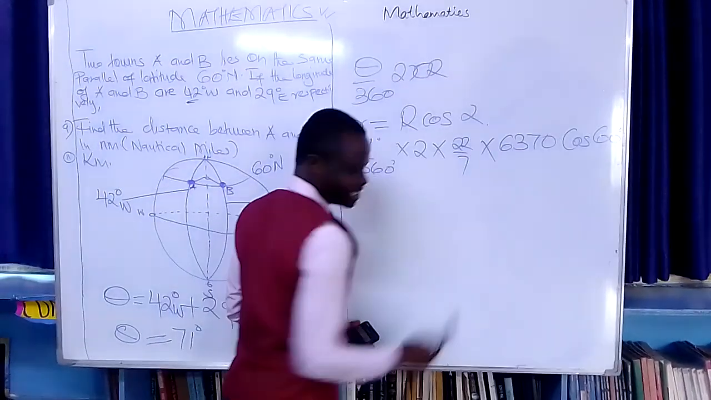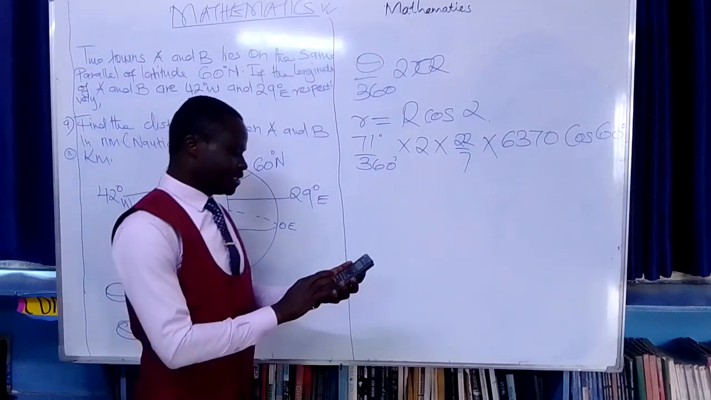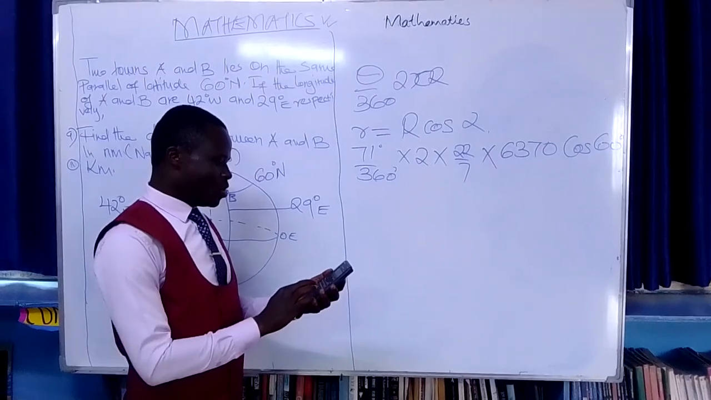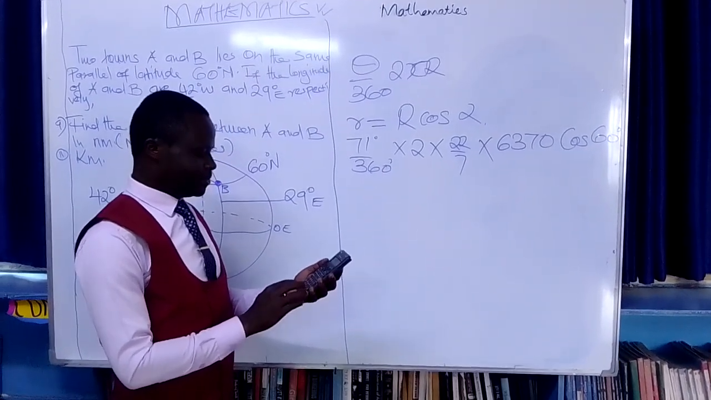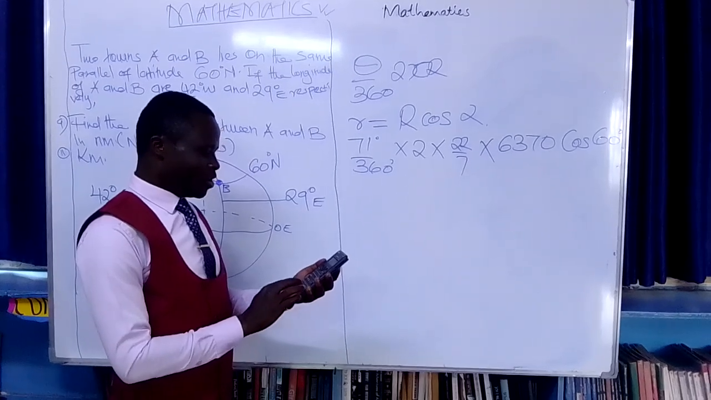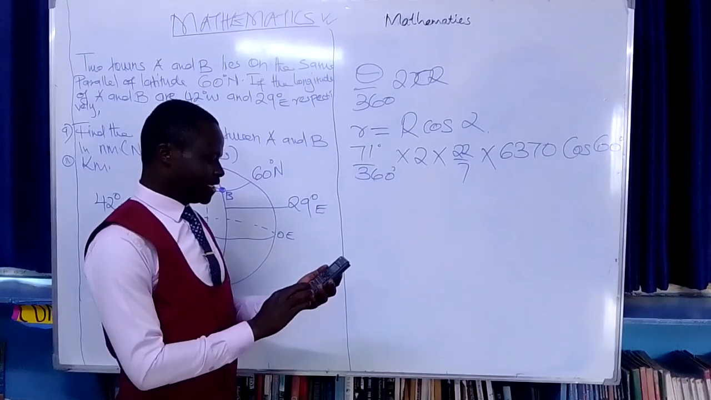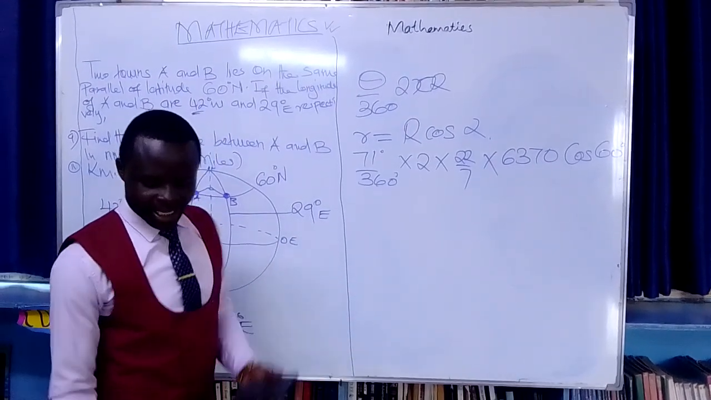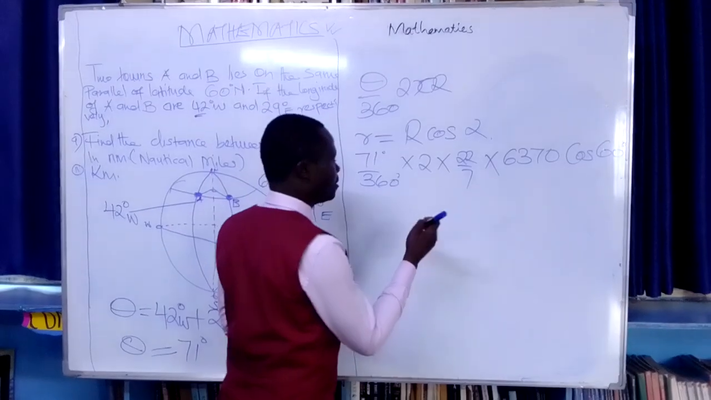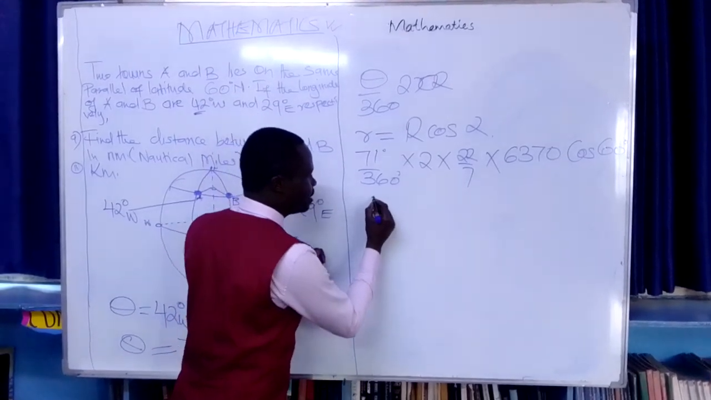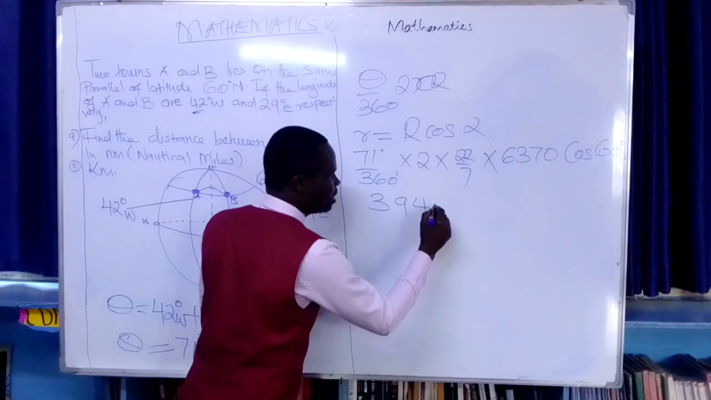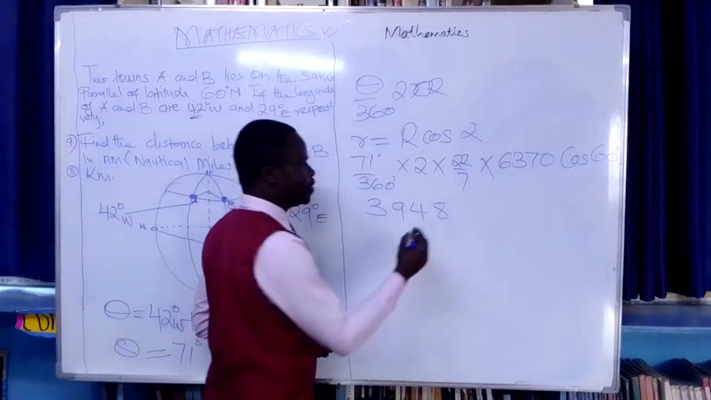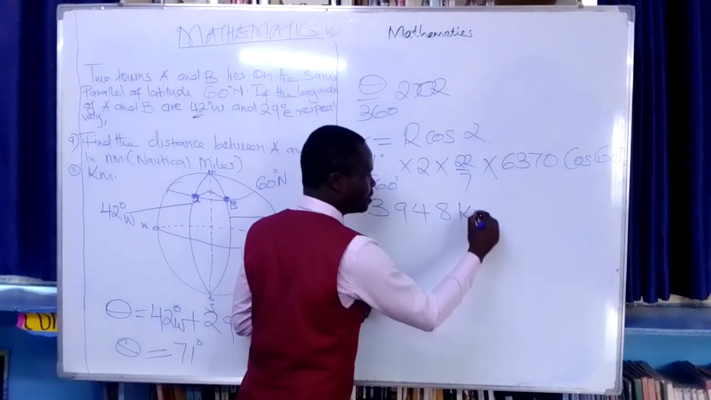If you were to calculate this, we compute 71 over 360 times 2 times 22 over 7 times 6370 times cos of 60, and we are coming out with 3948 kilometers.